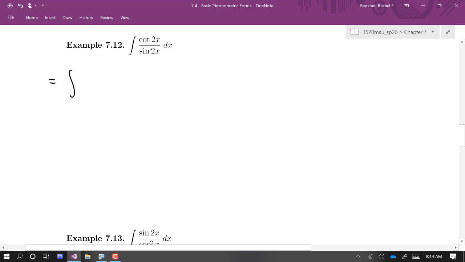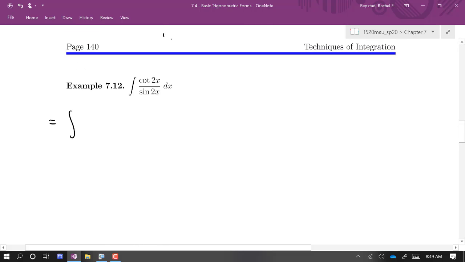Instead of a sine in the bottom, I'm going to bring that up. Remember that 1 over sine is cosecant. So if I have a sine 2x in the bottom, I could bring that up and it'll be a cosecant 2x. So I got cosecant 2x, cotan 2x dx.